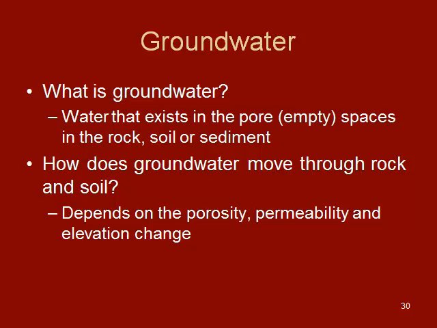So what is groundwater? Well, it's water that exists in the pore spaces in a rock or the soil or a sediment that's located below the Earth's surface. And pore spaces basically just means the empty spaces in that substance. And how does groundwater move through the rock and soil or sediment? Well, it depends on the porosity and the permeability and the elevation change.